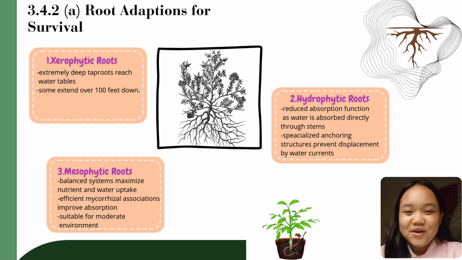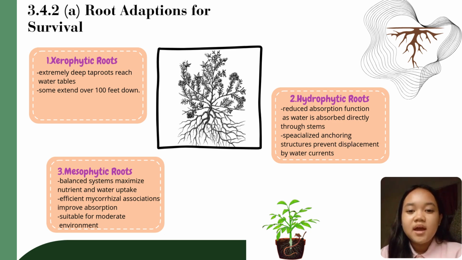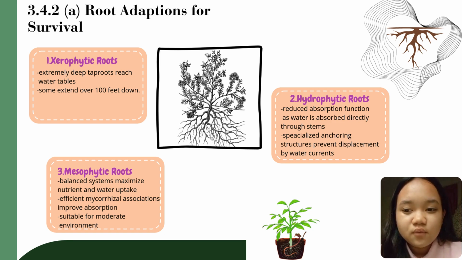These roots are found in plants that live in very dry areas, such as deserts. They have extremely deep taproots that can reach underground water tables. Some roots can grow more than 100 feet deep, which helps the plant survive even where there is very little rain.